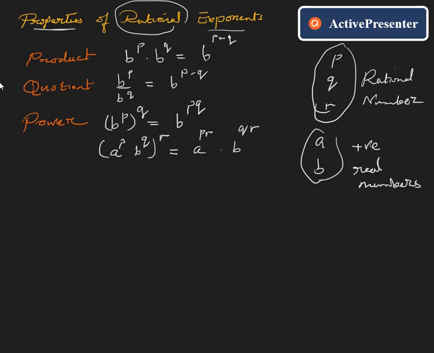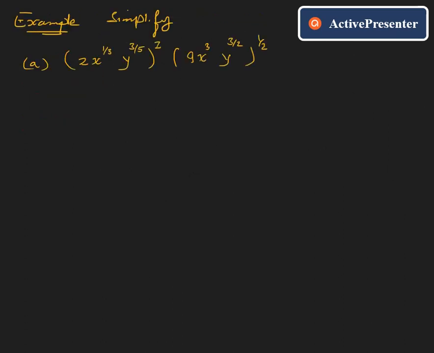Also, if we say a to the power p over b to the power q all to the power r, we will distribute it. This will be multiplied here as well. So this is equal to a to the power p multiplied in r over b to the power q multiplied in r. Also, if we say b to the power minus p, this is equal to 1 over b to the power p. And that's it. Now let's take an example to understand.